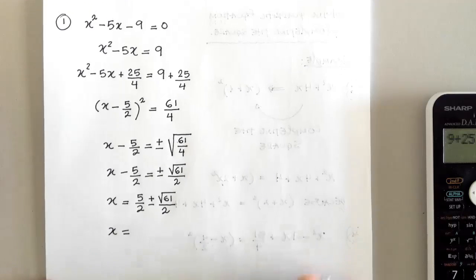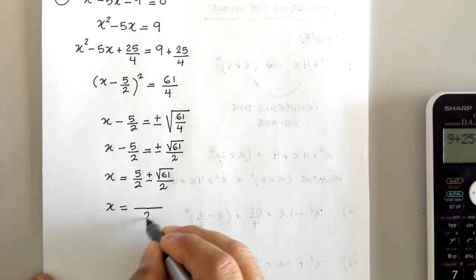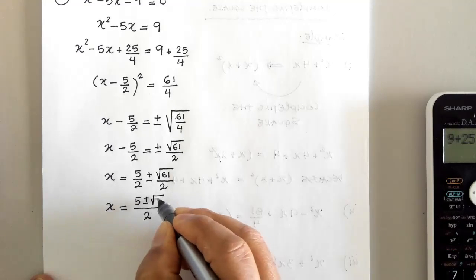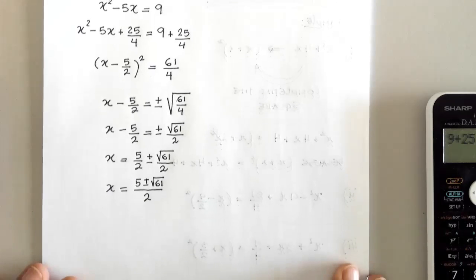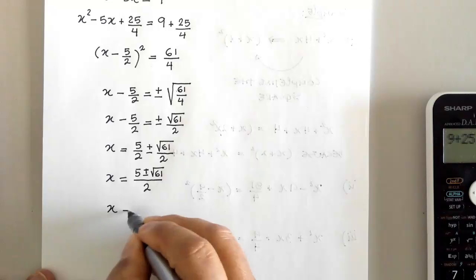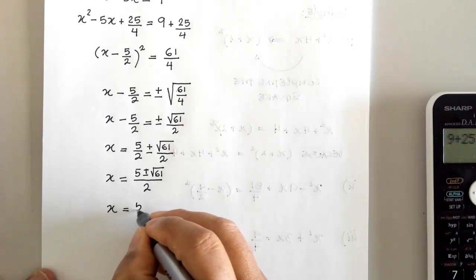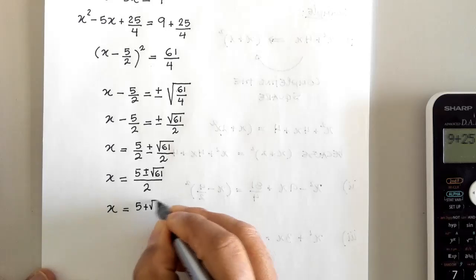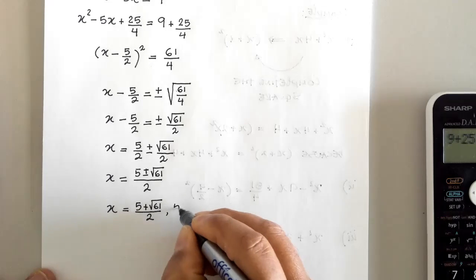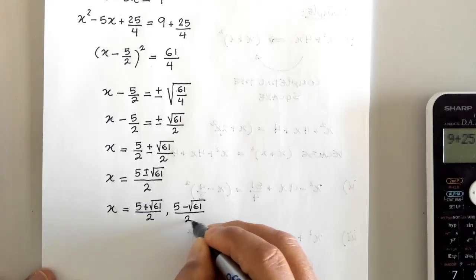And the good thing about this is that we have the same denominator, so we can put this as one expression like this. Okay, and then in here we have two answers, so you can leave it like that, or you can say it's going to be (5 plus square root of 61) over 2, comma, (5 minus square root of 61) over 2.